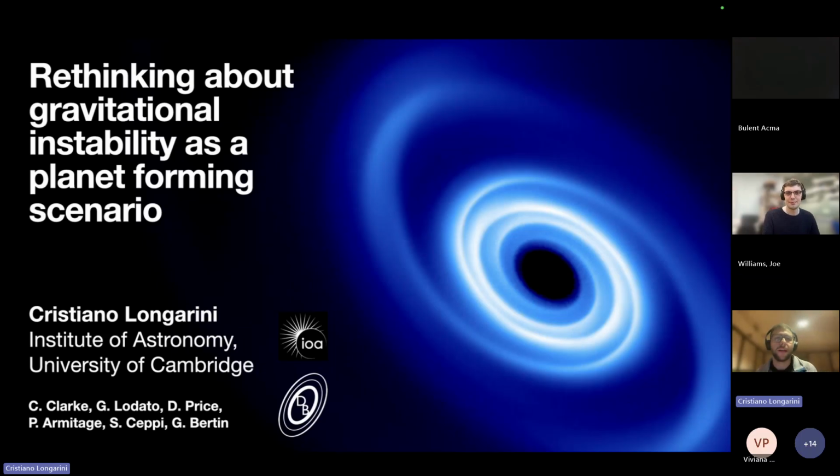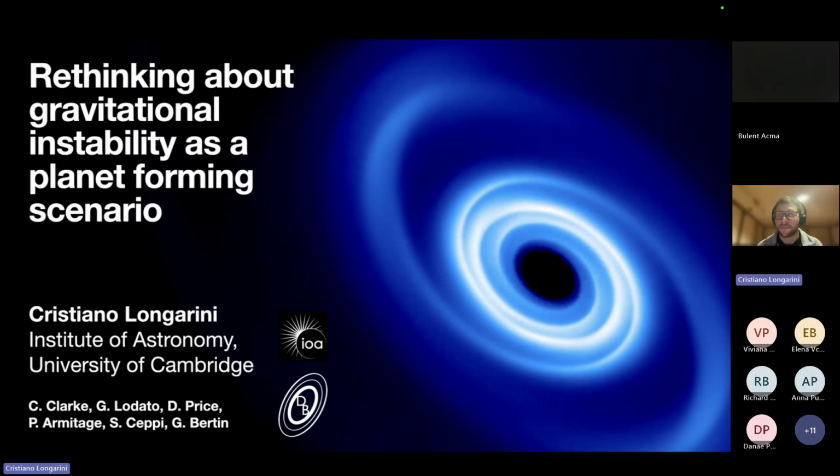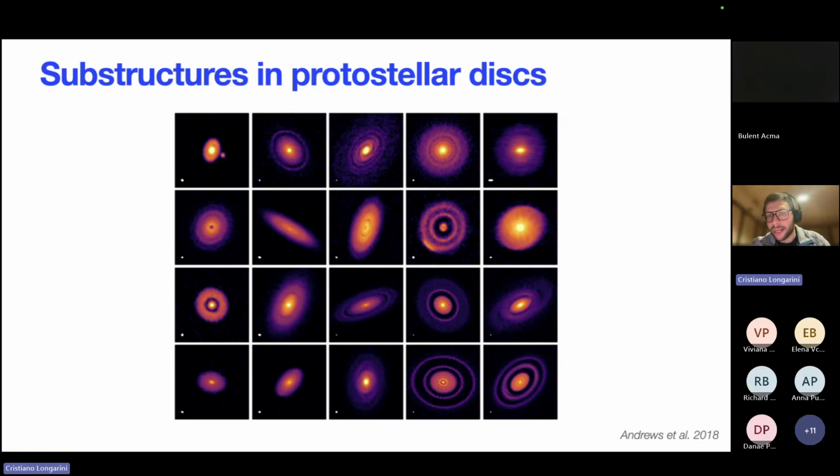What I will be talking about today is the process of gravitational instability and how this can help to understand the process of planet formation in young protostellar disks. Thanks to ALMA, we are now able to look into planet formation in real time. I think all of you know this very famous image.